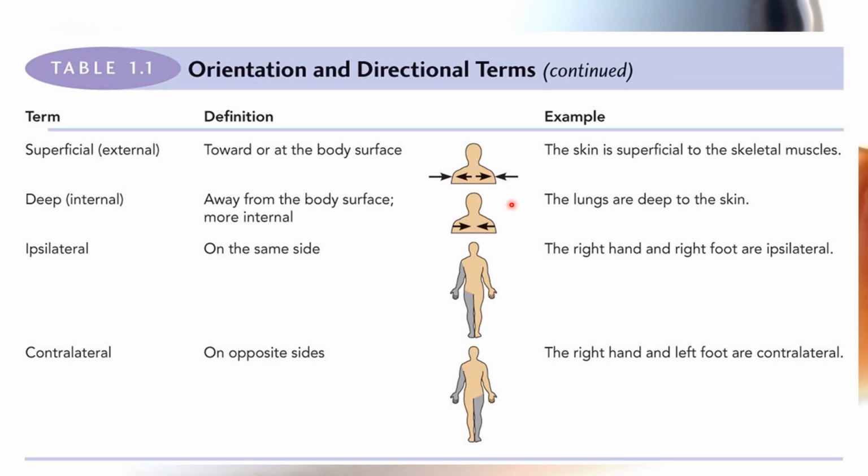So superficial and deep. And we probably won't use ipsilateral and contralateral too much in this class, but ipsilateral just means on the same side. So again, we're mostly talking about the appendicular region. So such as the right hand and right foot are ipsilateral, or on the same side. But the right hand and the left foot are contralateral, so they're on the opposite side. Okay.